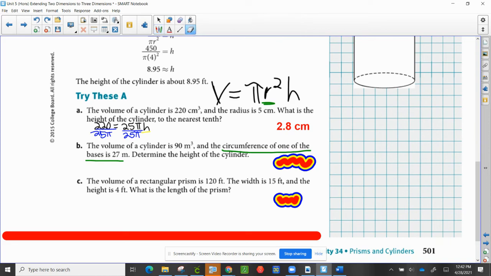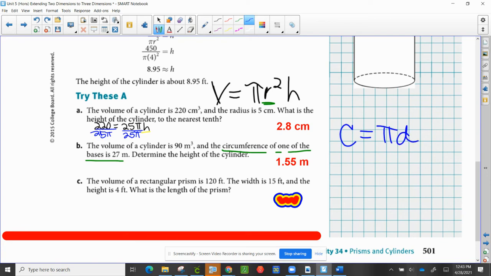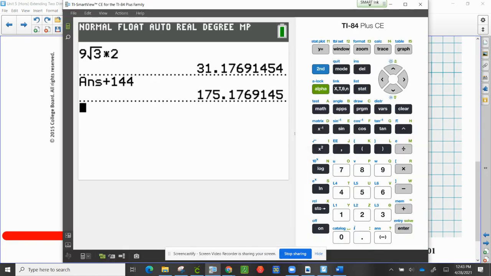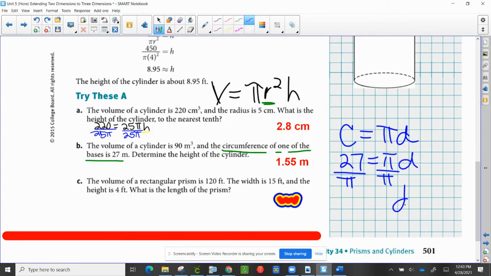Okay, here's what you should have gotten for the answer. It's 1.55 meters. So for me personally, if I'm using circumference, I probably just would have done pi times diameter. So if the circumference was 27, I would have just divided the pi out to get the diameter of my circle. Okay, so what do we have? 27 divided by pi is, let's say, 8.6. Okay, so that's my diameter.